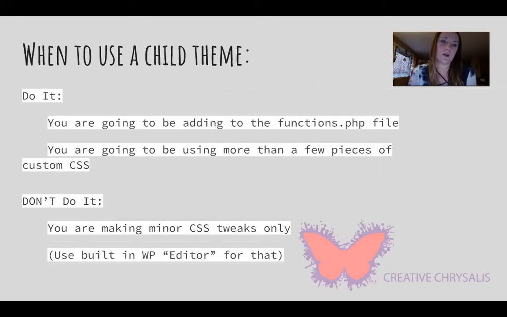You don't want to use a child theme if you're making minor CSS tweaks only, as I mentioned. So you can use the built-in WordPress editor for that. And as we'll see later, the editor is useful for different applications. But if you're not sure if you need a child theme, then you probably want to do some more research about what it is that you want to change about any existing WordPress theme that you have implemented on your site, to understand a little bit better where you fall into these two categories. So if you're ready to create a child theme, let's go.